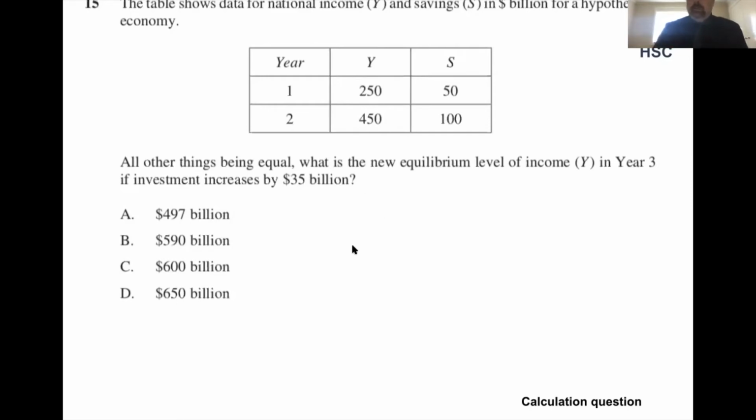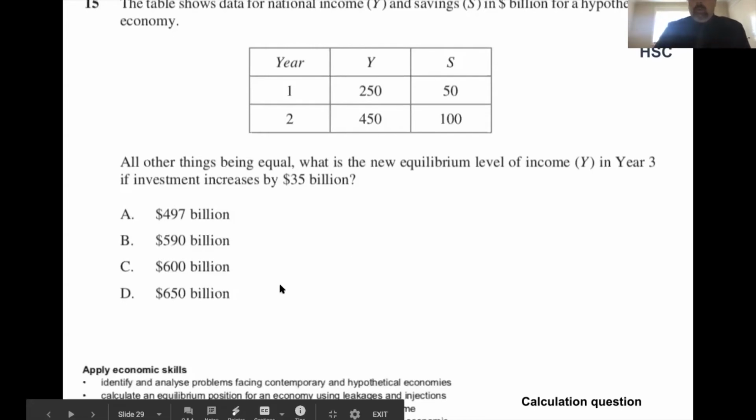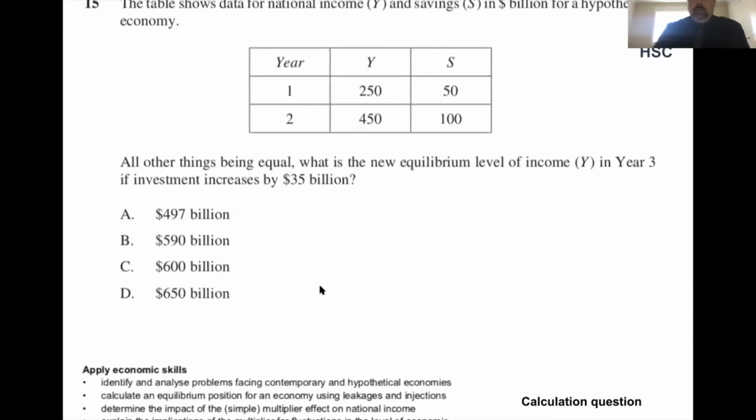Okay, so when we look down the bottom here, these are our economic skills. So if you look at there, it says number 2, calculate equilibrium position for an economy using leakages and injections and looking at the simple multiplier effect of national income fluctuations in the economy. So that's where the question comes from. All right, so the first thing is you're going to need to work out what the change in national income is. That's the formula.